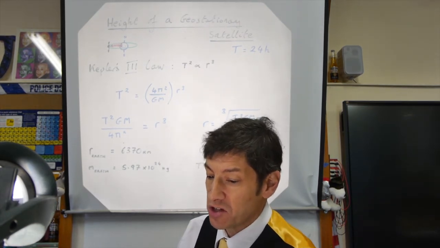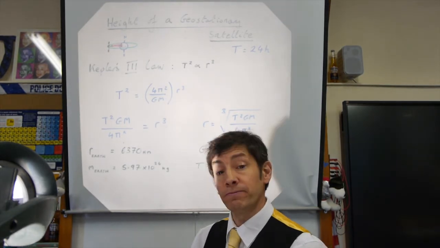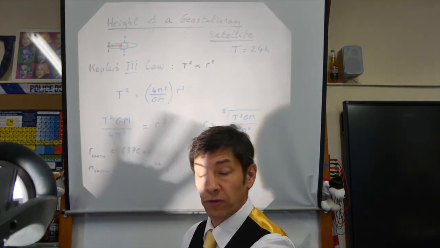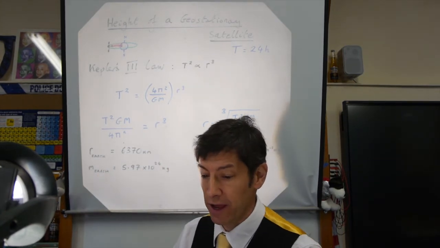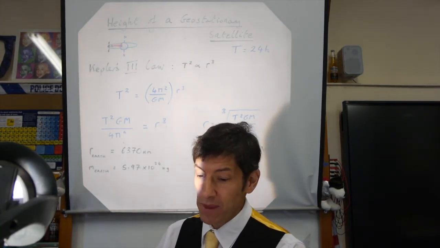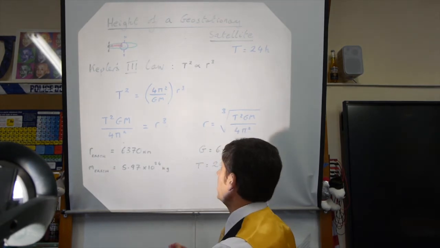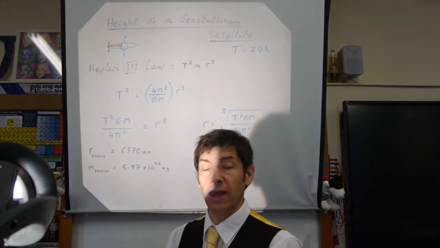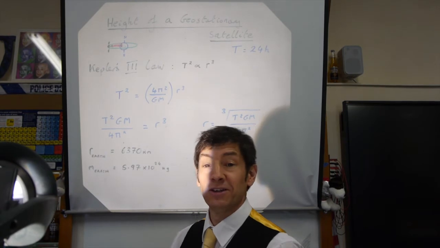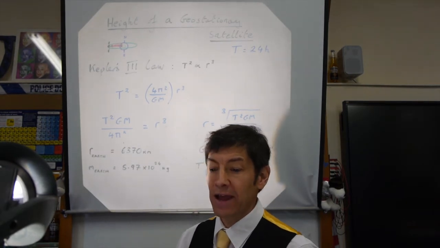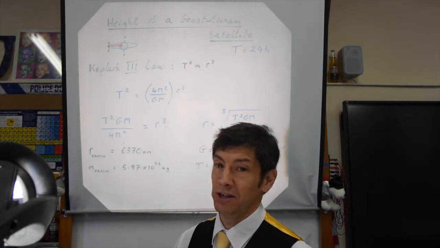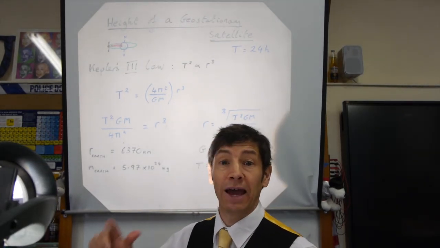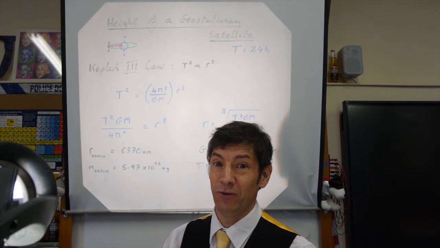Okay, so can you pause the video now? Maybe pause it on this screen, or I will take a screenshot of this in a second, so maybe pause it on a little bit later on. And can you now do the A-level calculation? At what height does a geostationary satellite have to be above the Earth's surface to make sure that it's geostationary? In other words, it has a time period of 24 hours.